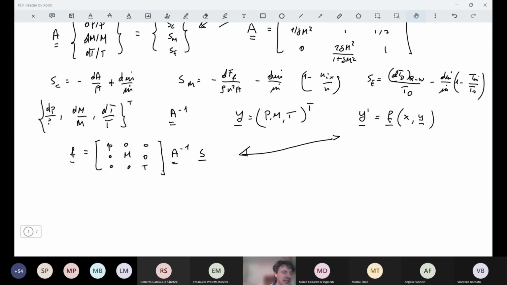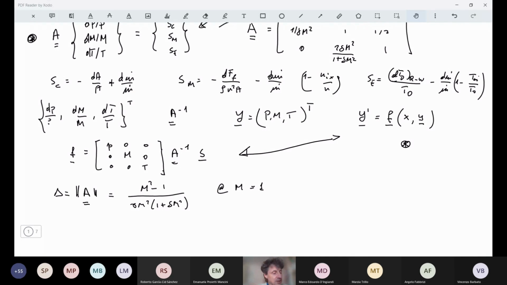The problem that we found is that to make this inversion and pass from the governing equation here to this form, in general we have to invert, and we have this determinant of A, which is equal to (M squared minus 1) over (gamma M squared) times (1 plus delta M squared), which has a singular point at M equal to 1. So the singular point means that the governing equation cannot be expressed in our canonical form, and that this is a critical condition, whose meaning is what we would like to deepen here.